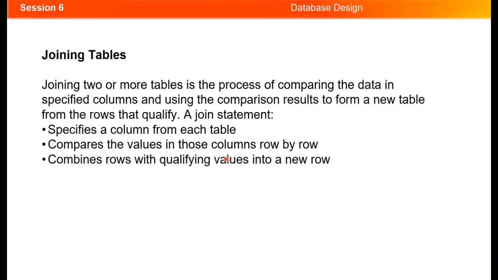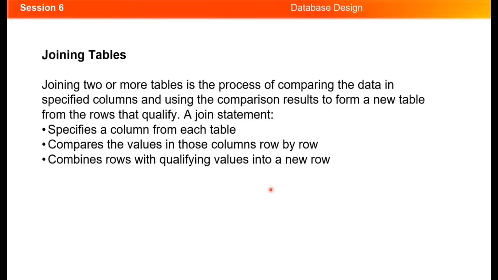So joining tables, joining two or more tables, is the process of comparing the data in the specified columns and using the comparison results to form a result set, which is a new virtual table from the rows that qualify. So we get a result set back. A join statement specifies a column from each table. It compares the values of those columns row by row and combines rows with qualifying values in the new row.